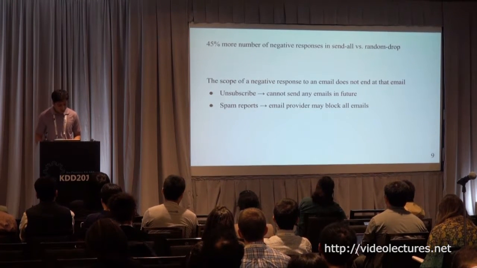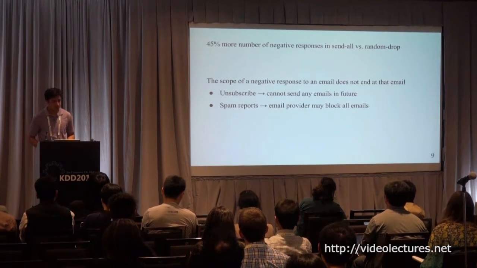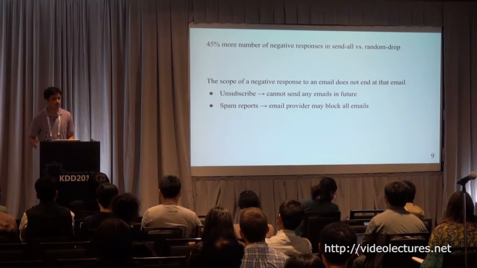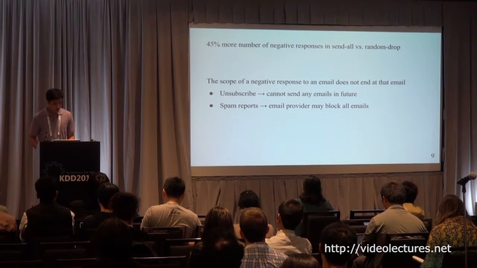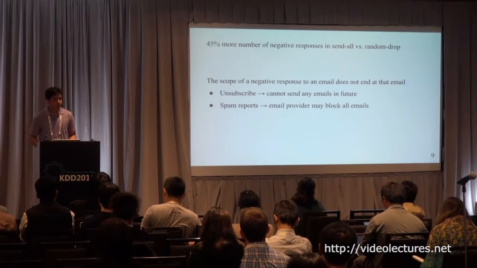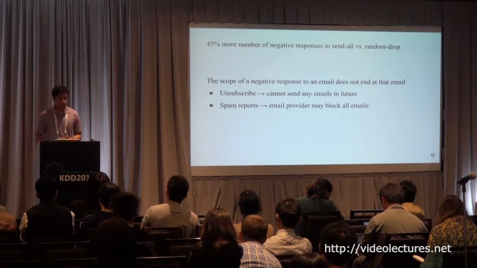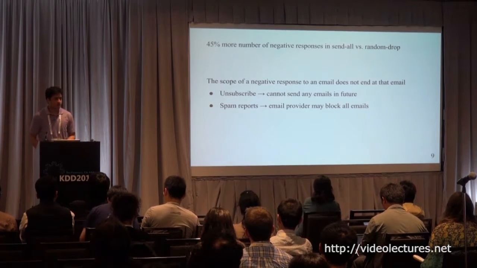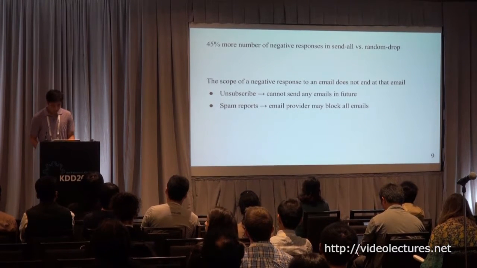But the difference is that unlike a positive response, the scope of a negative response does not end at a particular email. For example, if a member clicks on the unsubscribe option, we lose the ability to send emails to that member in the future. And worse, if a lot of members report emails as spam from a particular sender to their email service provider, then the service provider might just block all emails from that sender. For example, if a lot of people who use Gmail start marking emails from LinkedIn as spam, then Gmail might just block all emails from LinkedIn altogether. And these kinds of deliverability issues are in general very difficult to resolve.